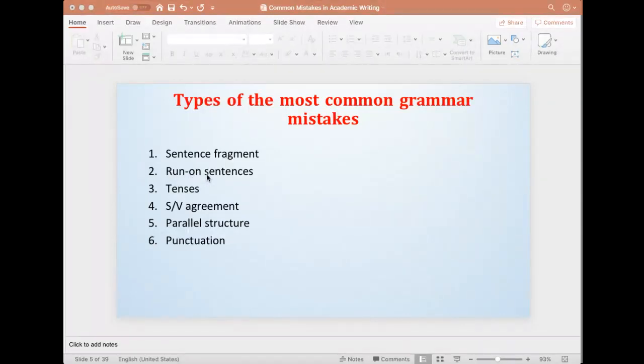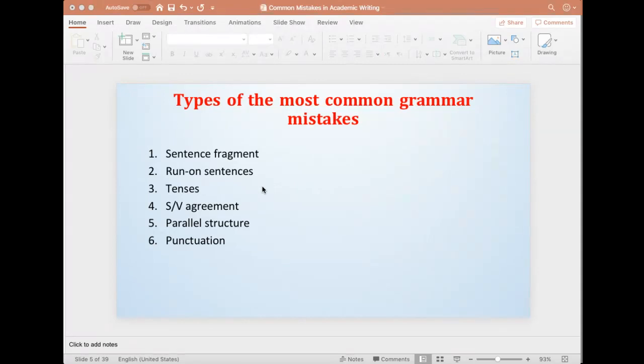Additionally, we also have run-on sentences, and these run-on sentences keep going and going without stopping. So as you start from the first sentence, you go to the last sentence in the paragraph, and there are no full stops, no commas, no punctuation.